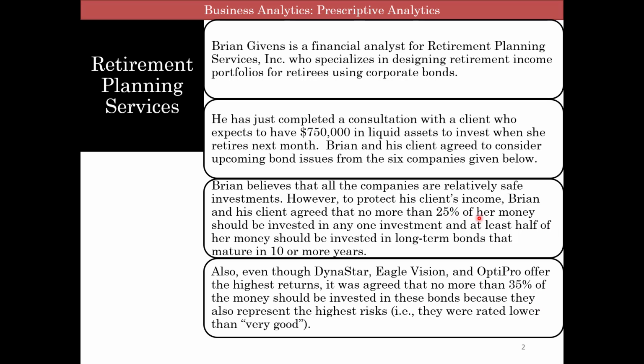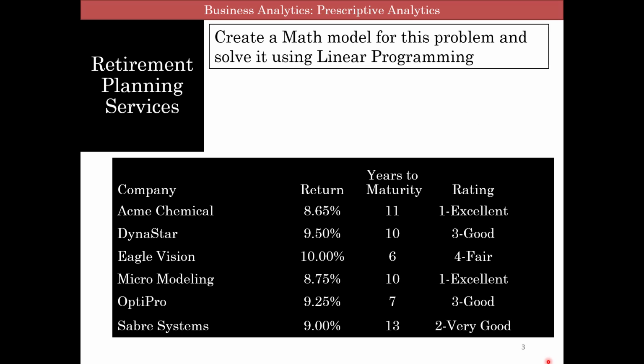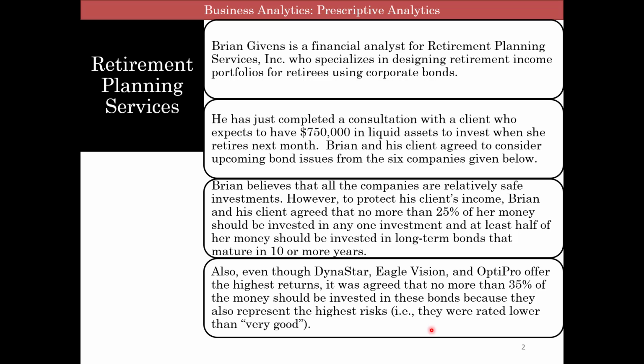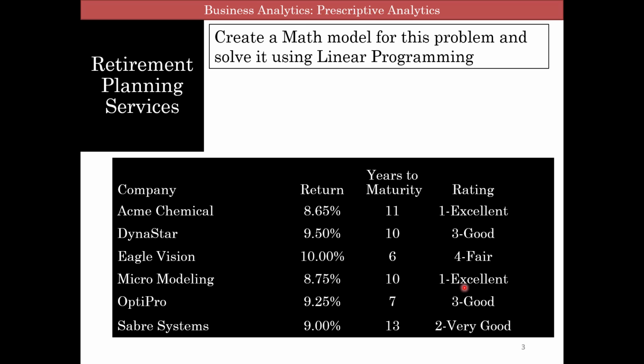So let's look at some of them here. 25%, half should be in long-term bonds that are 10 years and more. No more than 35% should be invested in those that represent the highest risks. So the highest risks are the ones which are rated lower than very good. So anything which is 3 and 4 has the highest risks.